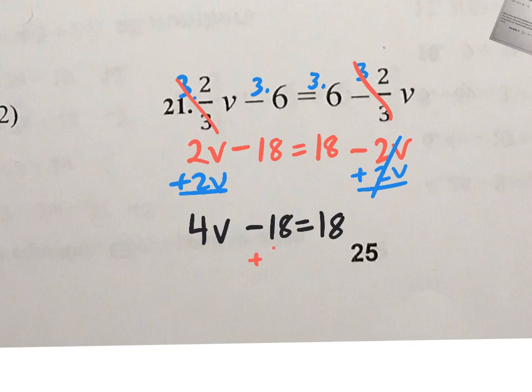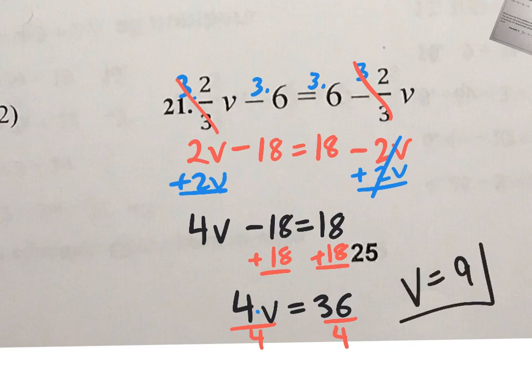And then add 18, add 18. You will have 4v equaling 36. Once again, that's 4 times v, which means to get rid of the multiplication of 4, you're going to divide by 4. And again, you get v equals 9.